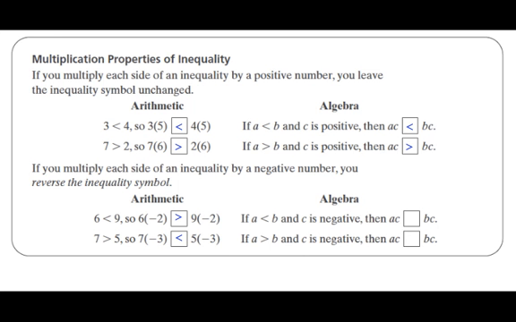For the algebra, if A is less than B and C is negative, then AC is greater than BC. If A is greater than B and C is negative, then AC is less than BC.